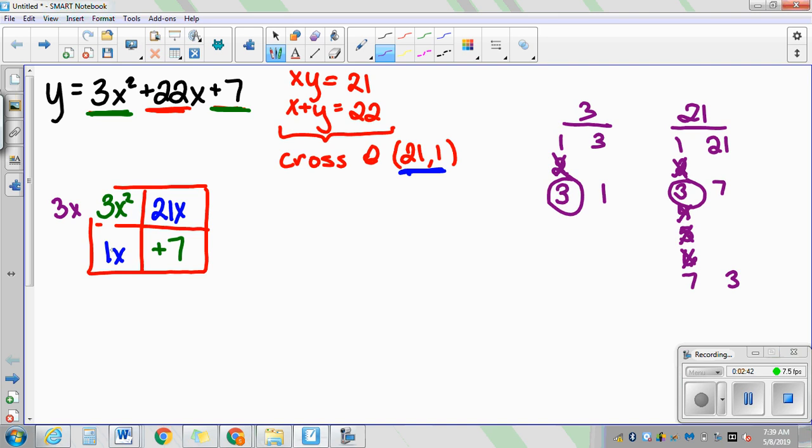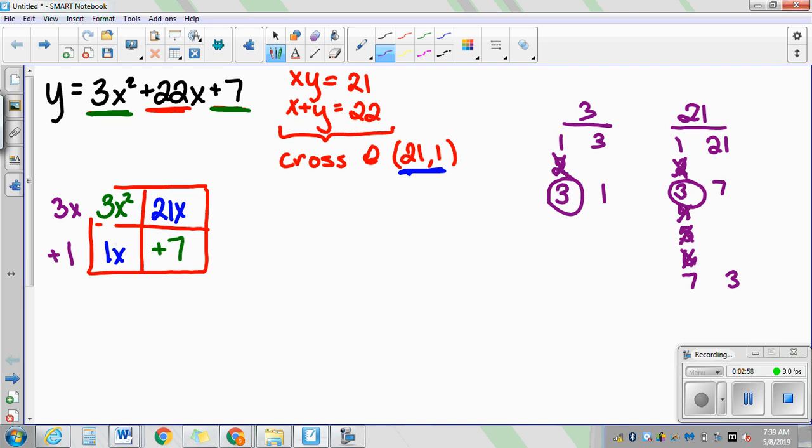So I'm going to do the same thing for the bottom. And remember, a nice trick to know is that if one of the numbers is a 1, it's automatically going to be a 1. It's not going to have an x because they don't both have an x. It's going to be a positive because the number closest is positive.